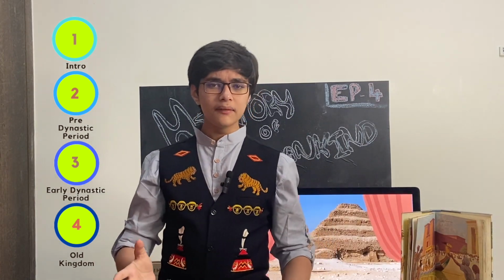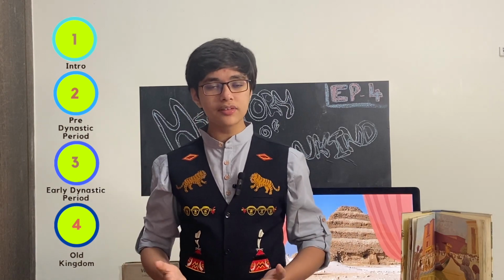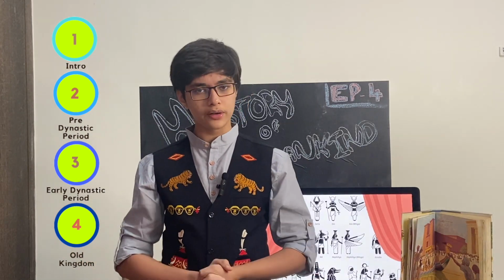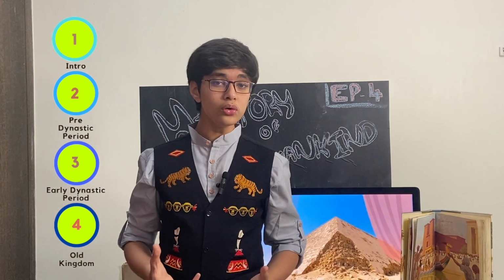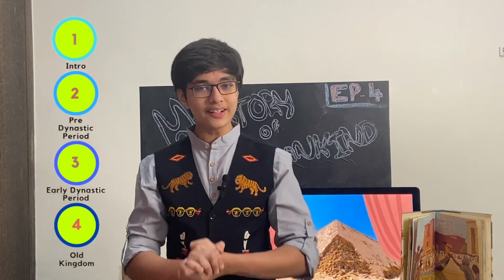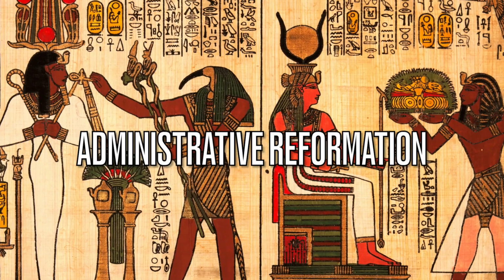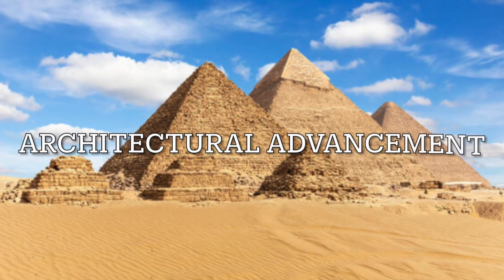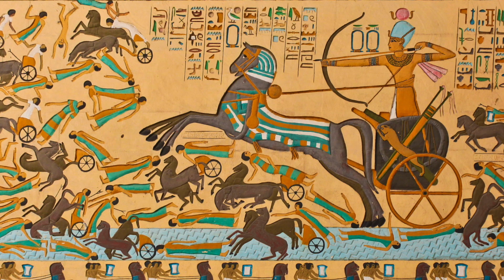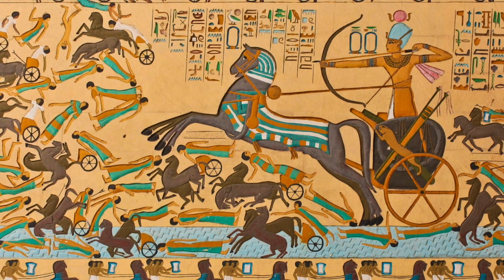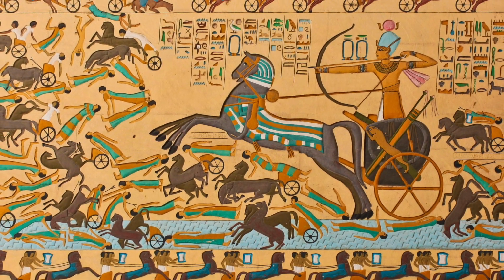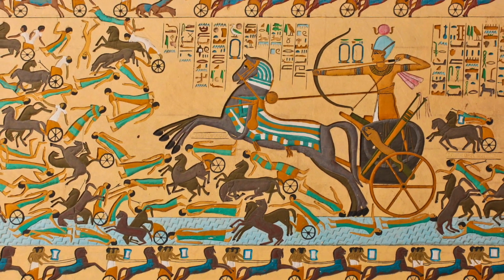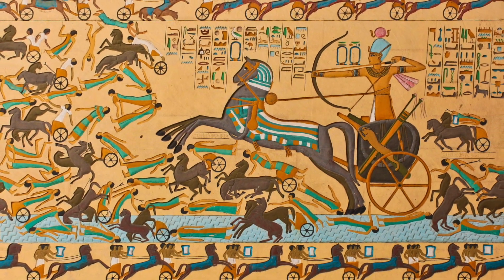In fact, people believe that the era lasted for only a third of how long it is said to have conventionally lasted. This has a lot to do with how we define this era. People link administrative reformations and architectural advancement with this period. Although these were present in the third dynasty, their reach and power is questionable. I'll try my best to explain this contradiction as we move on through the video.